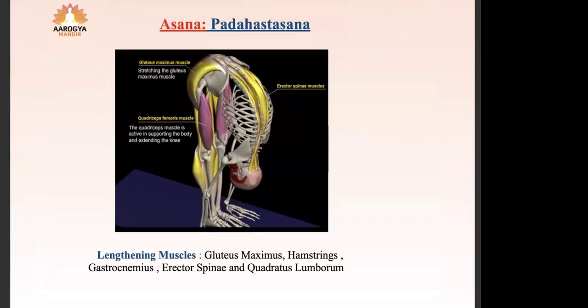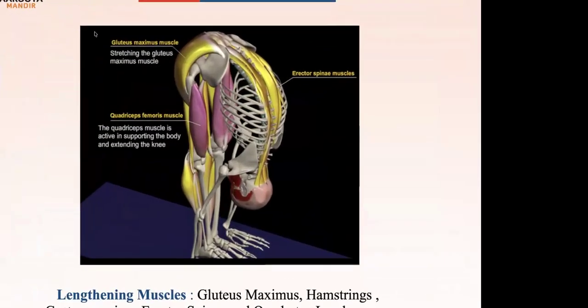So you can clearly see that gluteus maximus muscle is getting deeply stretched. At the same time, hamstring and calf muscles are getting stretched. But the quadriceps muscles, especially the rectus femoris muscle, are in the stabilizing and contracting zone. At the same time, you can also see that erector spinae muscles on the back, which are by the sides of the spine, are getting stretched in this posture.